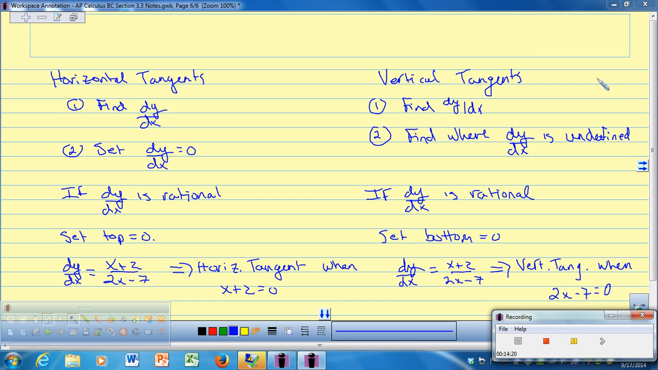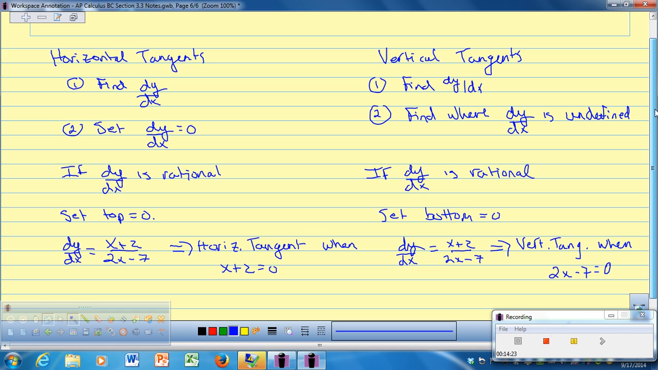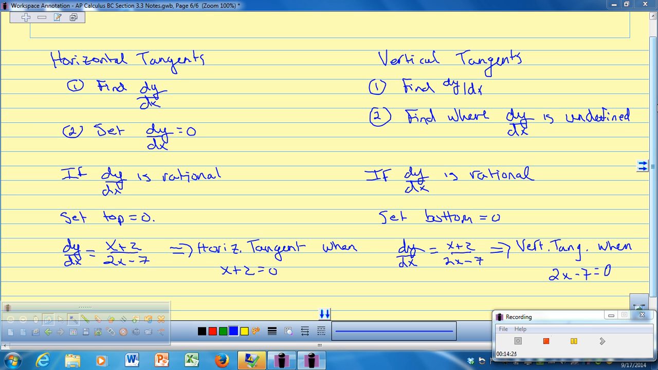All right, my final piece of information has to do with horizontal and vertical tangents. And just a reminder, horizontal tangents are where the original function would have a horizontal tangent line. That would mean that the derivative would equal 0. dy dx would equal 0 there. So you need to find dy dx and set that equal to 0. And if dy dx is a rational function, then really all you have to set equal to 0 is the top.